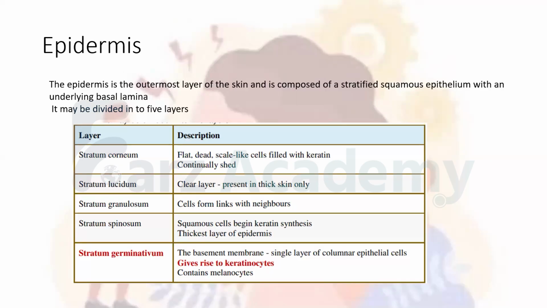The next will be the stratum germinatum. This is the base membrane of the epidermis. It is composed of a single layer of columnar epithelial cells, and it gives rise to the keratinocytes. It also consists of melanocytes, which are important for the production of melanin. So for the epidermis, you will have to remember the layers, which layer gives rise to which cells, which layer consists of the melanocytes and keratinocytes, and which is the thickest layer. Just remember all these points and make notes so that it will be helpful for your final revision.